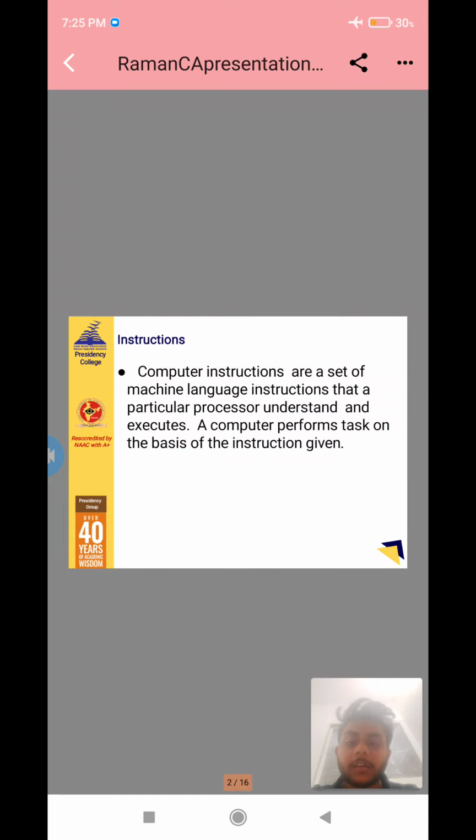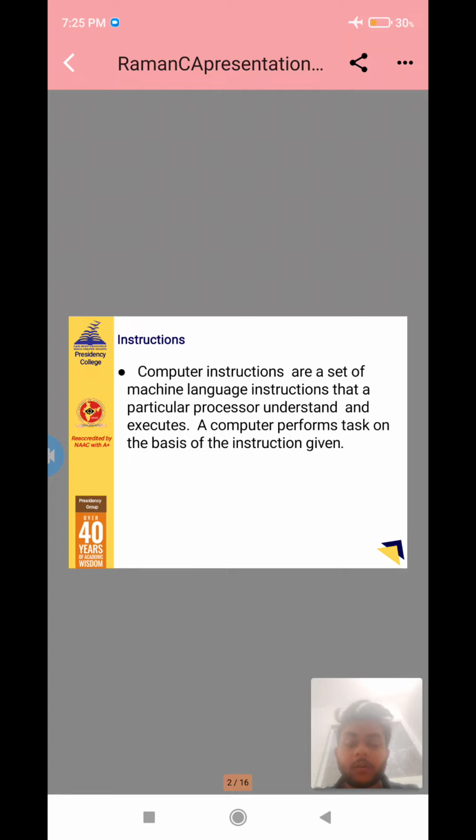So let's start. Our first topic is instructions. Let's see what instructions are first. Before explaining the topic, I'm going to give you some basic ideas so that you can understand the topic in a better way. Computer instructions are a set of machine language instructions that a particular processor understands and executes. A computer performs tasks on the basis of the instructions given.